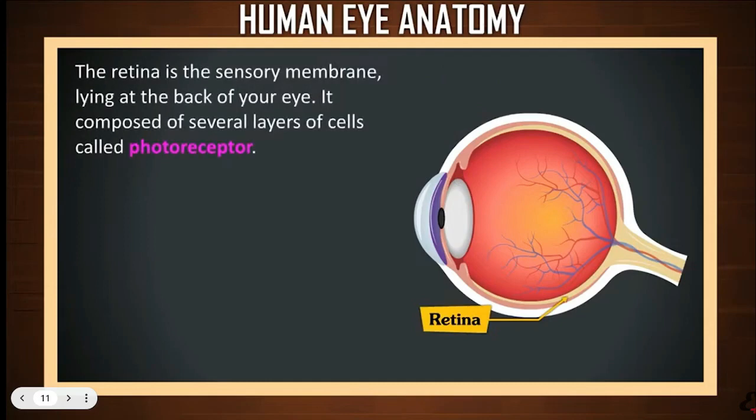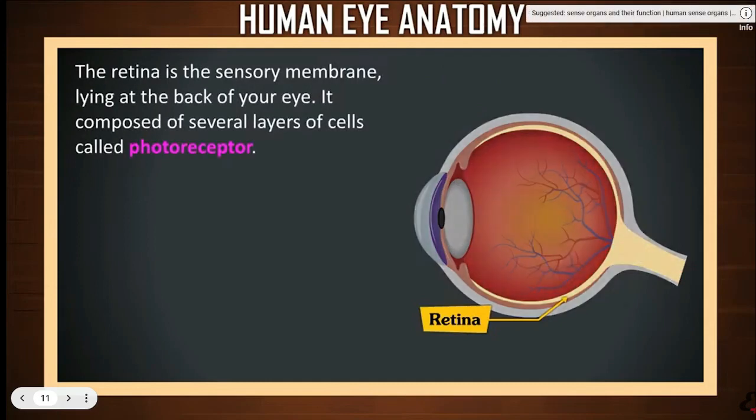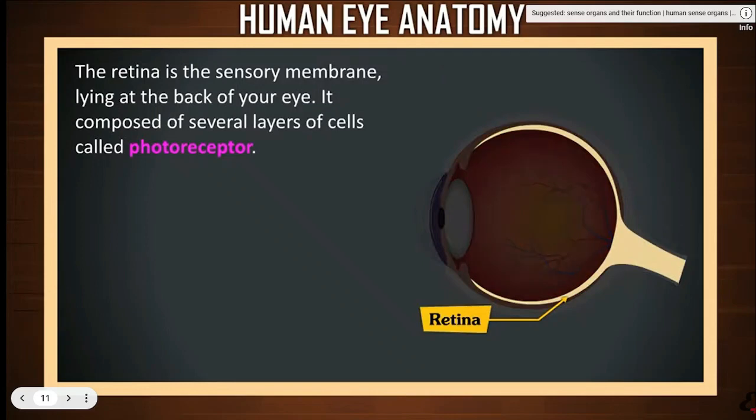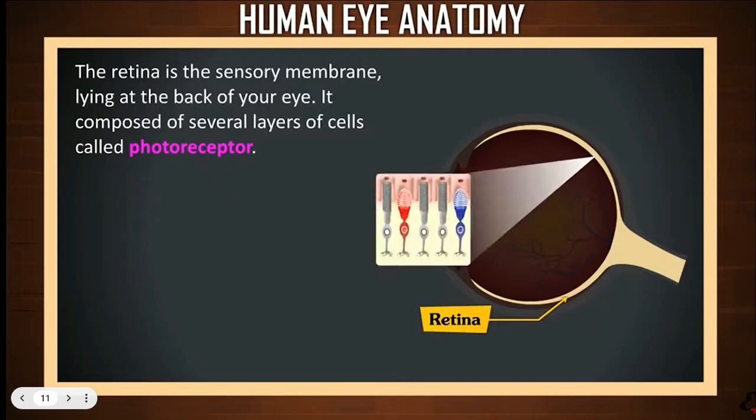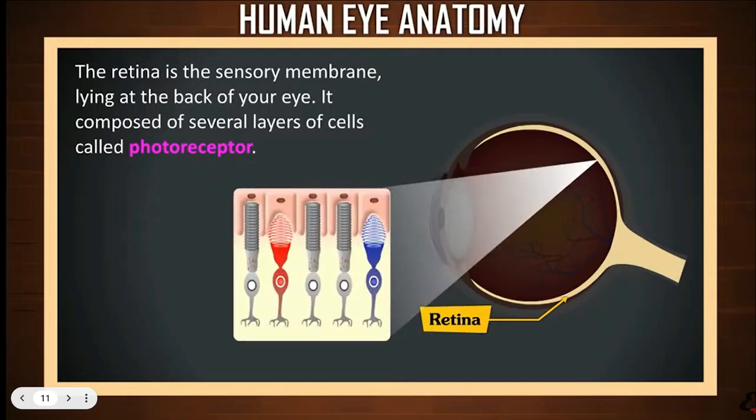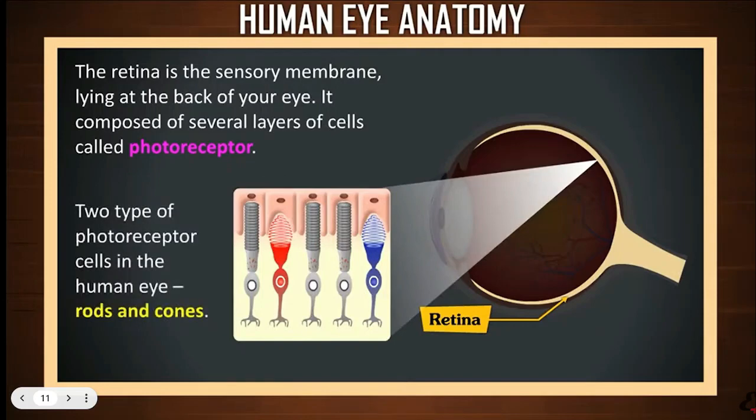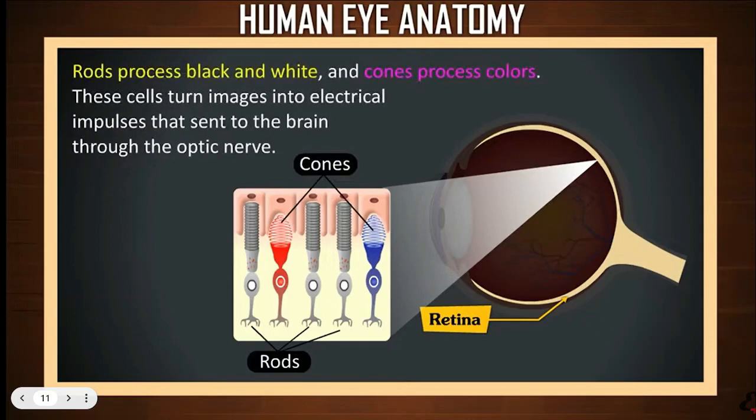Retina. The retina is a sensory membrane lying at the back of the eye. It is composed of several layers of cells called photoreceptors. There are two types of photoreceptor cells in the human eye, rods and cones. Rods process black and white and cones process color. These cells turn images into electrical impulses that are sent to the brain through the optic nerve.